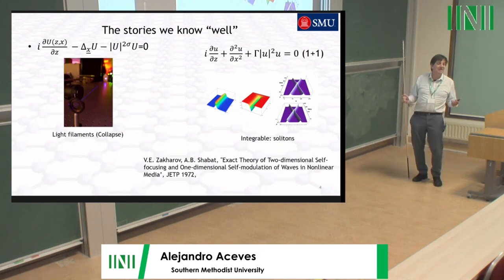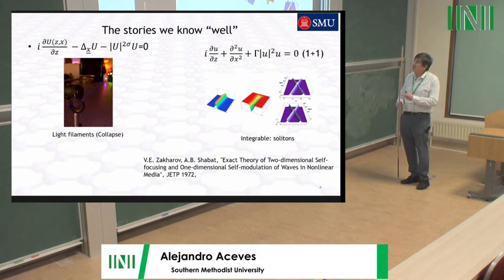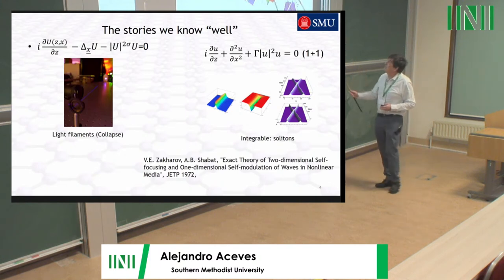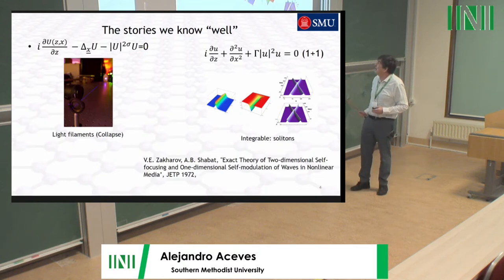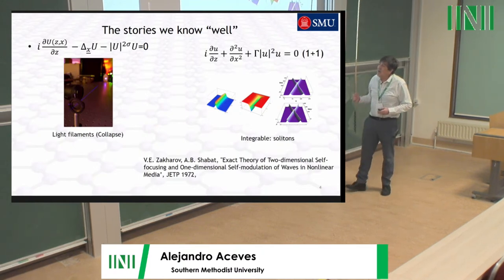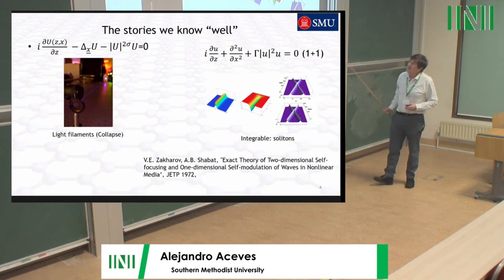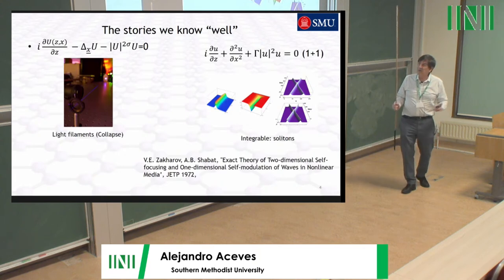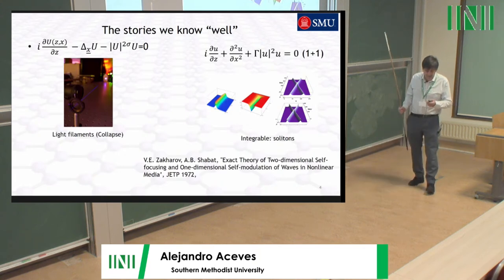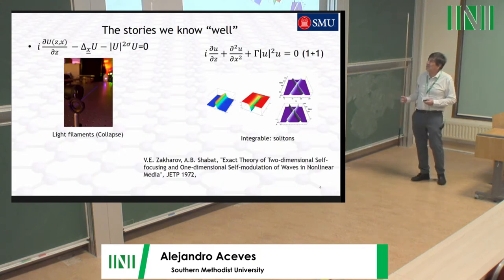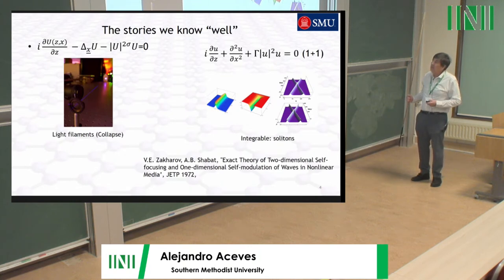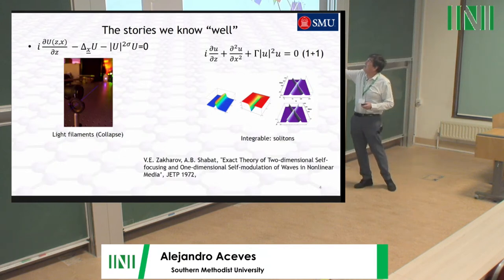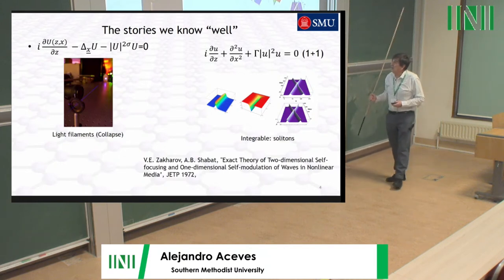So the stories we know well, and it's interesting to remind ourselves that the English version of the integrable Zakharov-Shabat paper is 50 years old. In the context of optics, in the PDE systems, we know well the one-dimensional nonlinear Schrodinger equation being integrable, and we know quite well the two-dimensional Schrodinger equation, even though there is the notion of collapse and critical power and whatnot, and the competition of dispersion, diffraction and nonlinearity. In optics, if we change x by t, then it is dispersion and nonlinearity that compete.